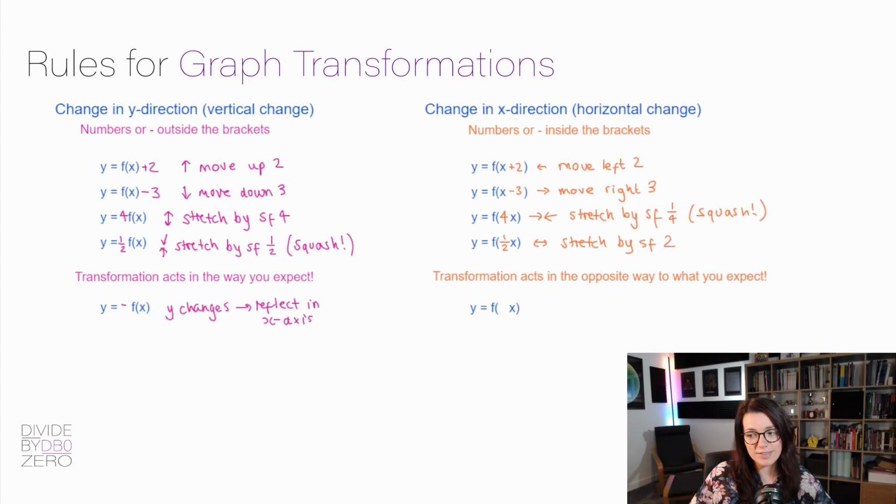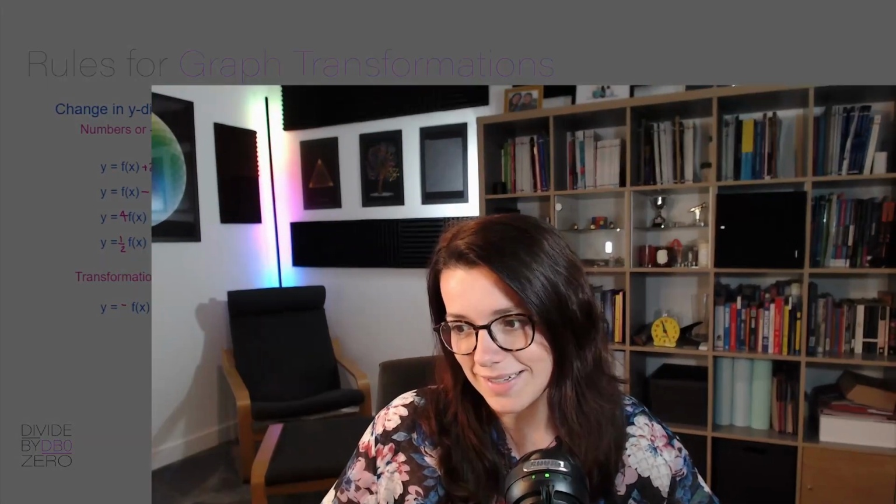The comment here is the transformation acts in the opposite way to what you expect because, for example, when we had a half inside the bracket there, you might think the graph's going to get half as small, but in fact it does the opposite and gets 2 times bigger that way. If you have a minus inside the bracket, again, inside means it's a change in the x direction, so x changes. And this is a reflection again, but this time because x is changing, we actually want to reflect in the y-axis instead. Now we've seen the rules, let's take a look at some examples.